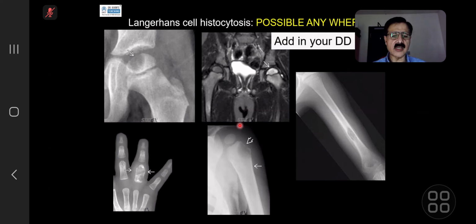Now, this is the key take home for you. It is possible anywhere. Remember this: if it is a child, if it is a PEDS group or a young patient, it can be anywhere. So a lytic lesion in the phalanges, keep it in the differential. In the metaphyses, in the epiphyses, in the diaphyses, everywhere. So that's a key point for you to remember.